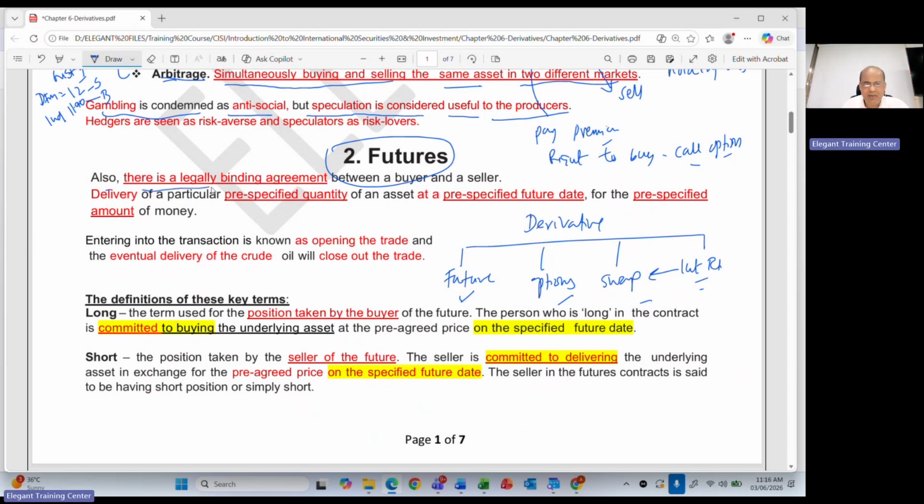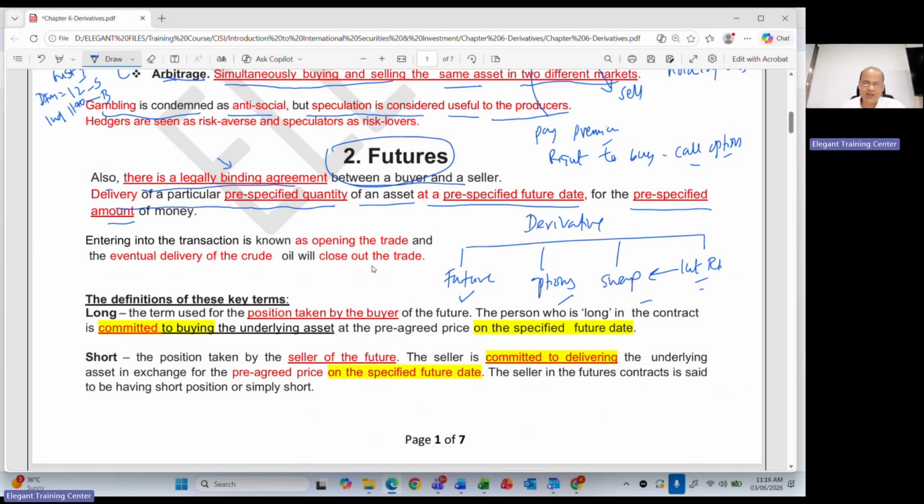Also, there is a legally binding agreement, right? So what is a future? A future is a legally binding agreement between a buyer and a seller for delivery of a particular pre-specified quantity of an asset at a pre-specified future date and for a pre-specified amount of money.